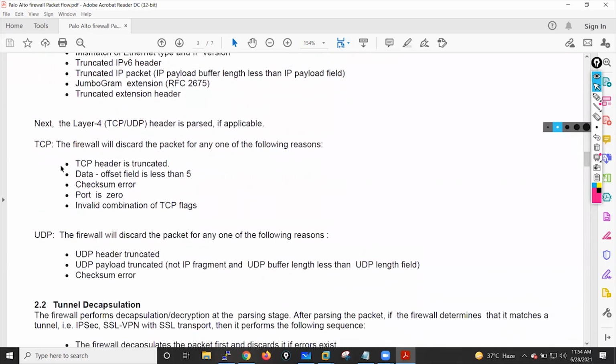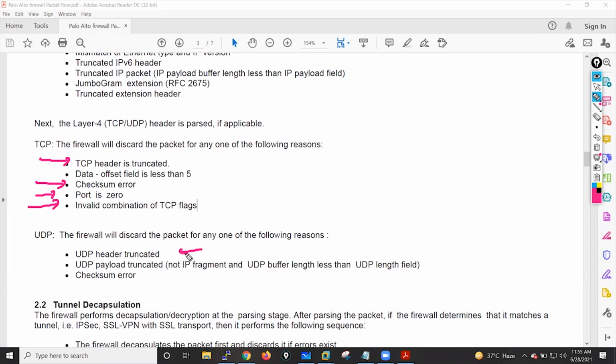If the TCP header is truncated, your packet will be dropped. If the data offset field is less than 5, this packet will also be dropped. If you have any checksum error, your packet will be dropped. If the port number is 0, your packet will also be dropped. If you have an invalid combination of TCP flags, your packet will be dropped by the firewall. So you can remember these reasons: first, TCP header truncated; second, checksum error; third, port is 0; and fourth, invalid combination of TCP flags.